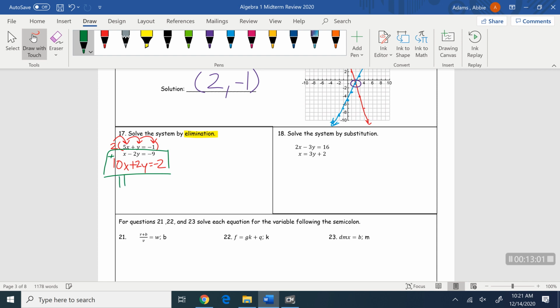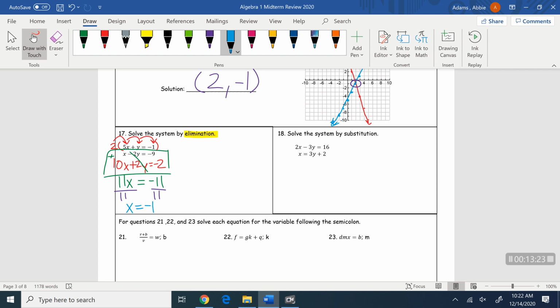X plus 10x is 11x. Negative 2y plus 2y eliminates. Then negative 9 plus negative 2 is going to give me negative 11. I can now divide by 11 on both sides and solve for my variable x, which is going to be that x equals negative 1.